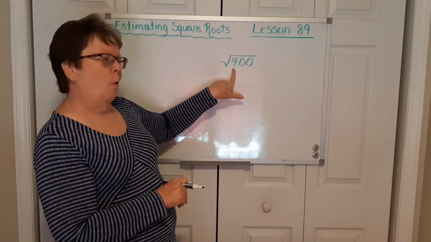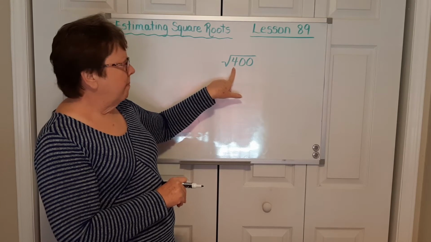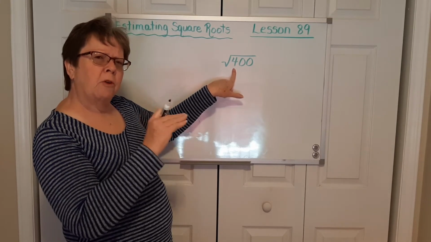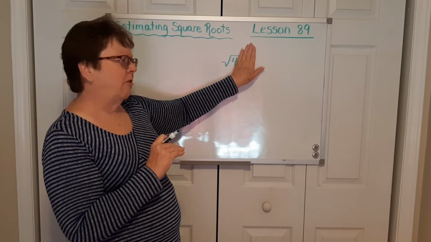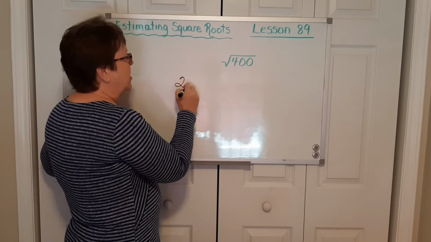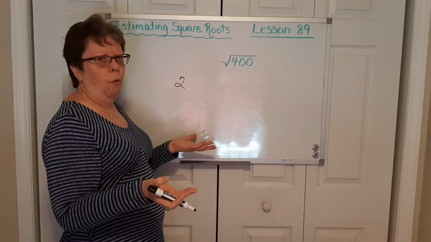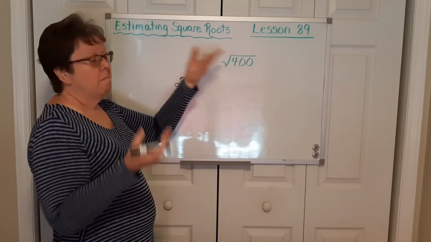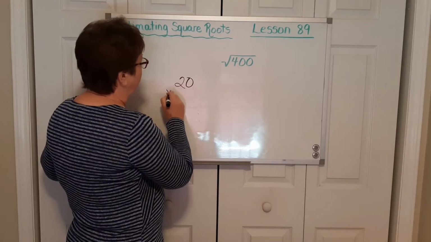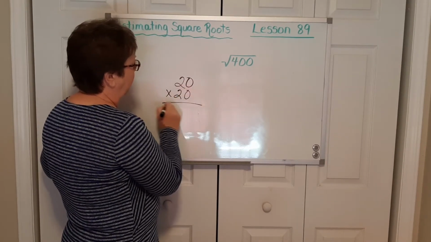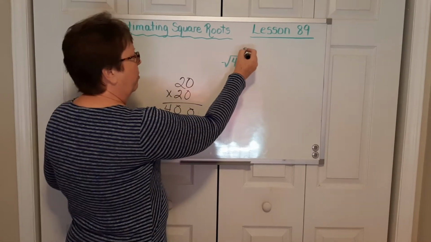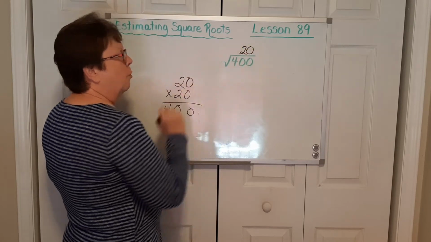Let's look at that 4 right now. What's the square root of 4? What number do you multiply by itself to get 4? Well, we know it's 2, isn't it? But see, if we just did 2 times 2, that's 4, and this is 400. So let's add a 0 and try our 20. So 20 times 20. There it is, 400. So our square root of 400 is 20.